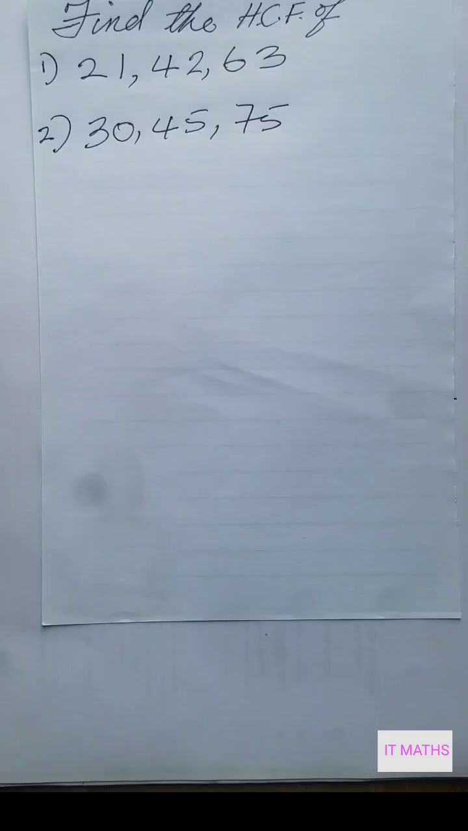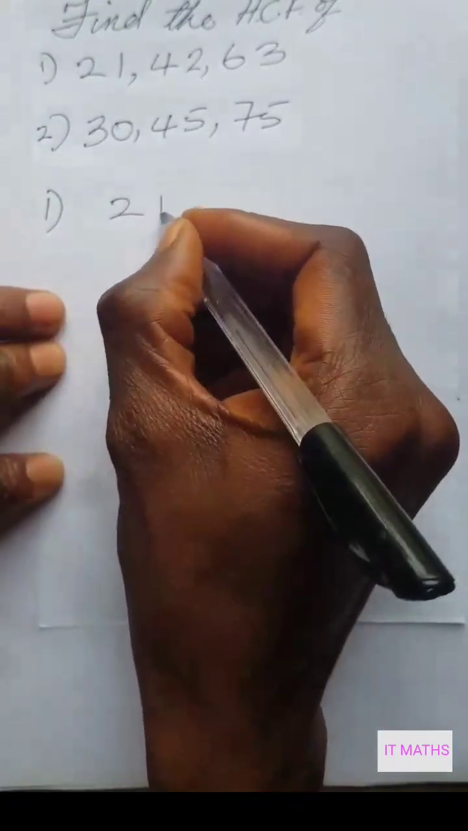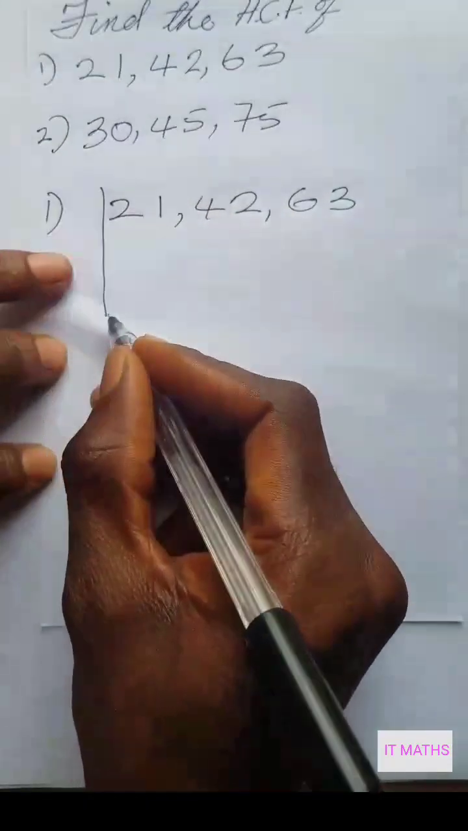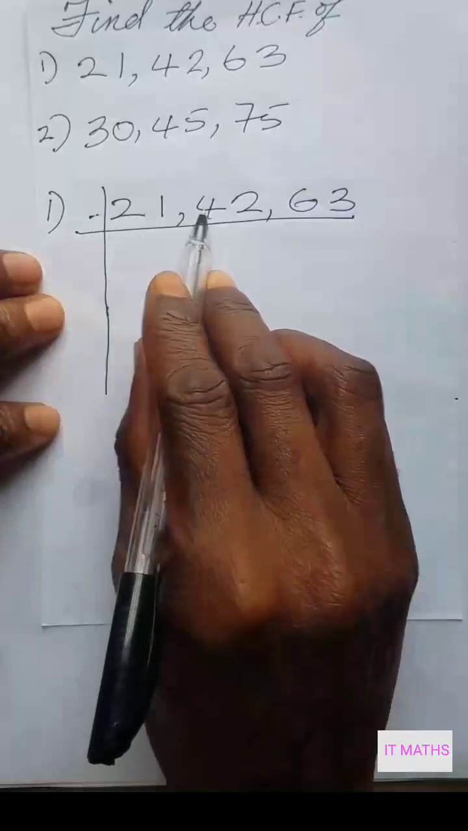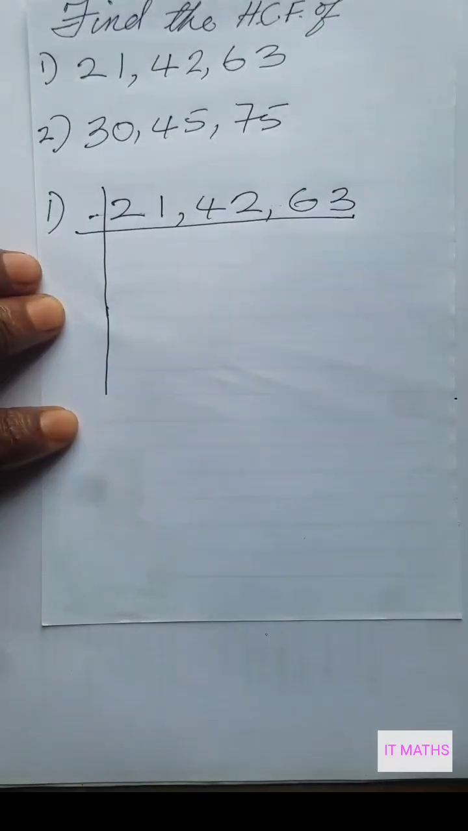For this next set of questions, we'll be sticking to just method 3. And like I told you, method 1 is just to help you understand where we are actually going. Now that you know where we are going, please stick to method 3. And that is what we are going to use in solving this question. So we begin. 21, 42, 63. We are going to stick to only common factors that are prime.